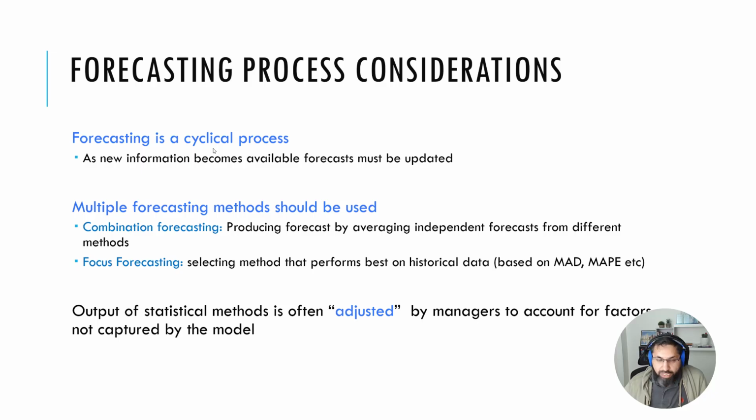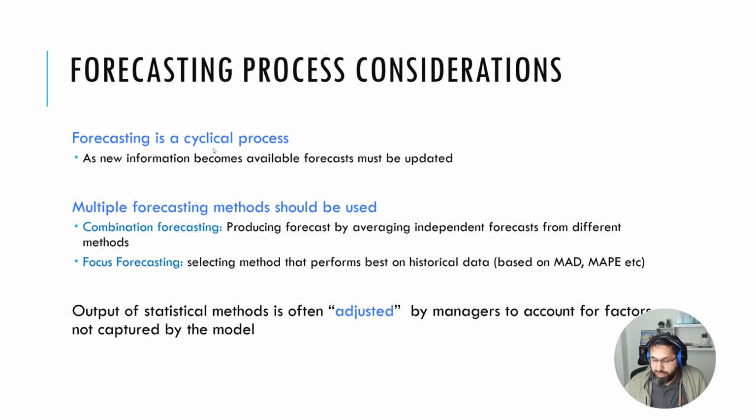Multiple forecasting methods can be used, and then they can be combined. So people have found sometimes that instead of using just one method, use regression, use Holt-Winters, and maybe take an average of the forecast you get from both. That might work better than just Holt-Winters by itself or regression by itself. Okay. That's called combination forecasting.